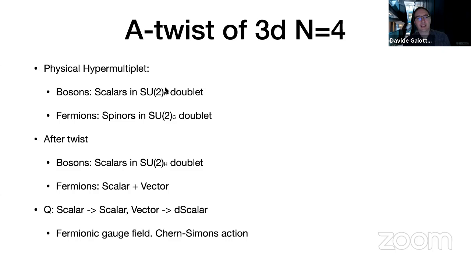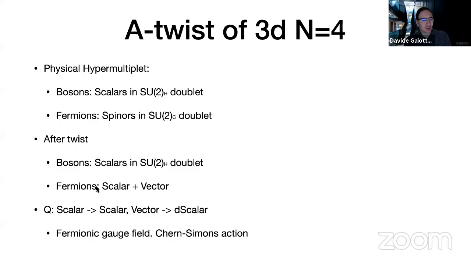The twist, the topological twist, replaces the standard Lorentz transformations with the diagonal combination of the Lorentz transformations and this SU(2)_C symmetry. As a result, the Lorentz quantum numbers of the fields change. The bosons don't change, they're still scalars in an SU(2)_H doublet, but the fermions now are both spinors in space-time and spinors in SU(2)_C, and so the product of two spinors is a scalar plus a vector. So the fermions after the twist transform as scalars or as vectors under rotations in space-time.